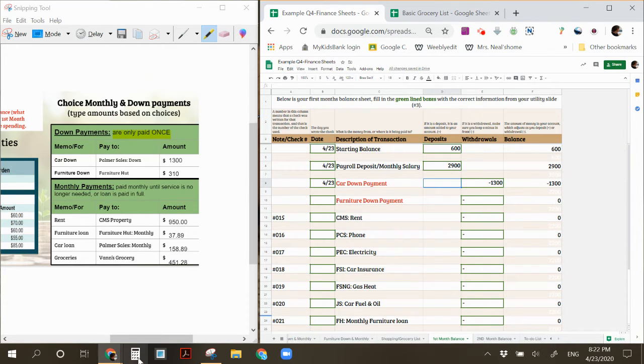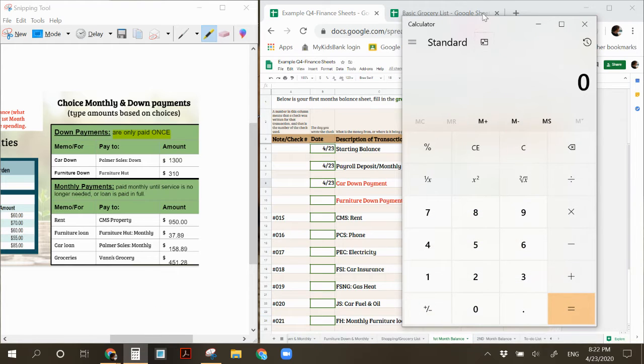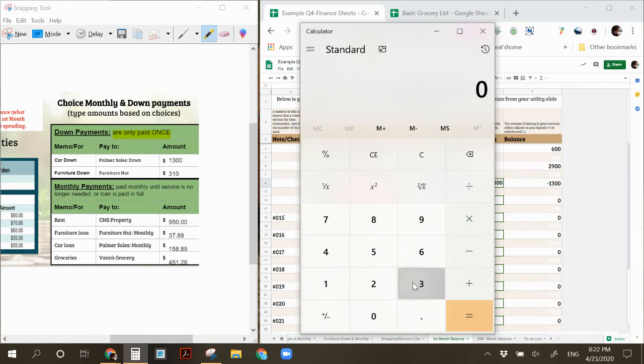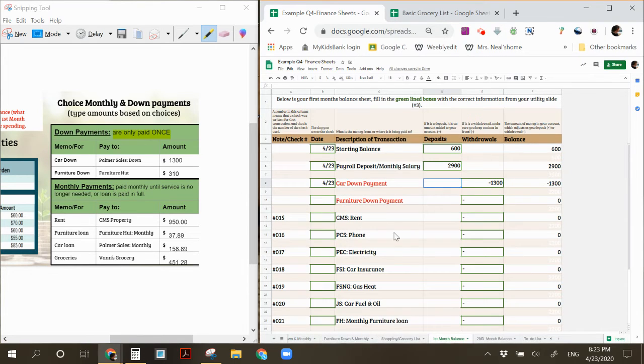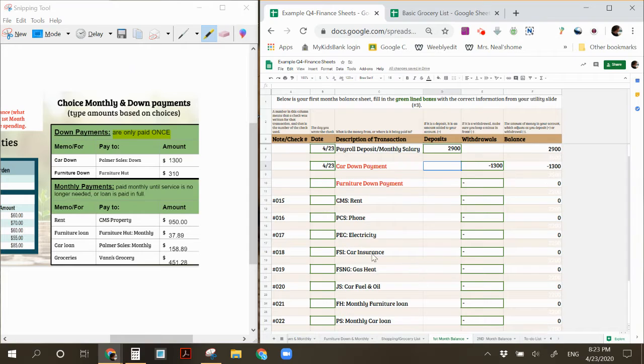And you can always double check on a calculator as well if you feel the need to. So 3,500 minus 1,300, because that was my car payment, gave me my remaining balance. And just do that all the way down. Okay?